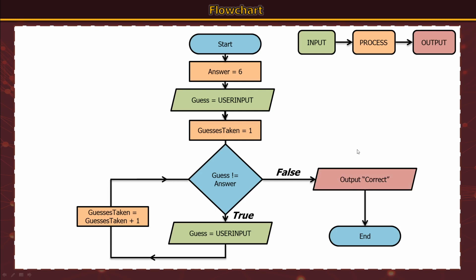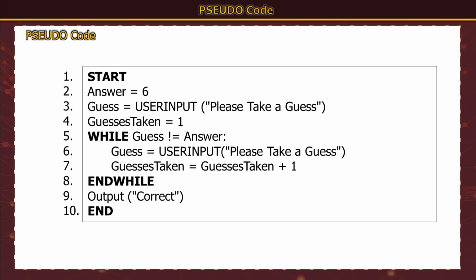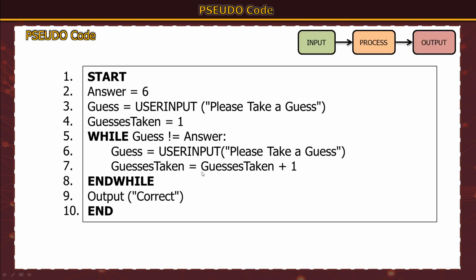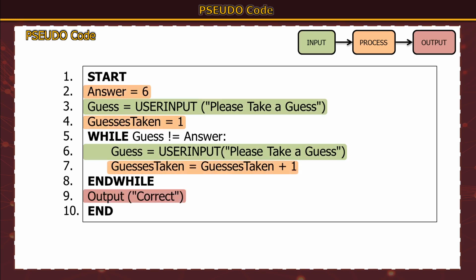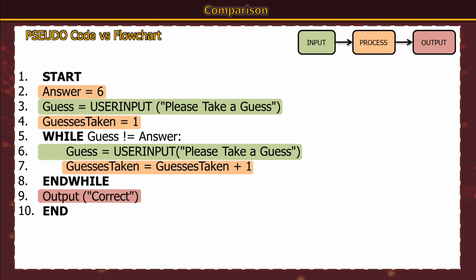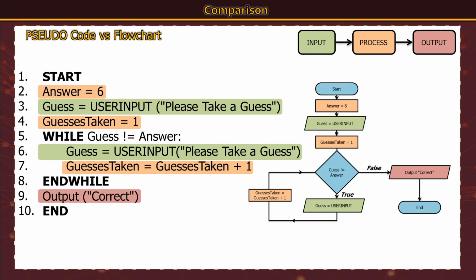Perfect. Let's take the same scenario and compare it in its pseudocode form. So here's some pseudocode. So I've got start, answer equals 6, and so on. So again, feel free to pause here and see if you can spot the similarities. I'm just going to pop them straight on the screen. Now if we were to compare them together, you would see they work exactly the same.